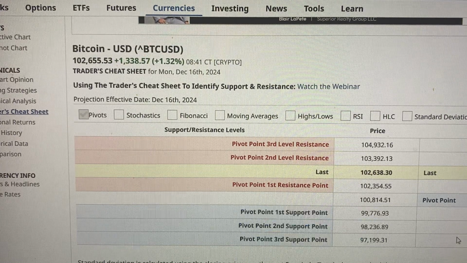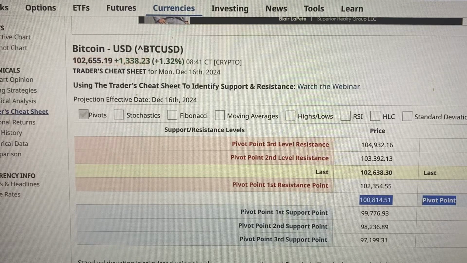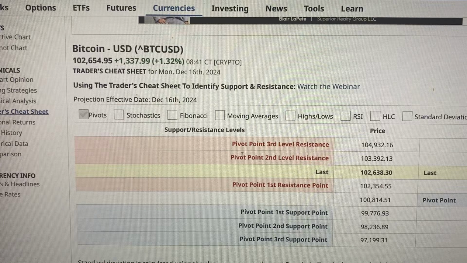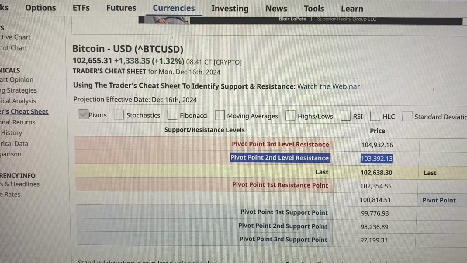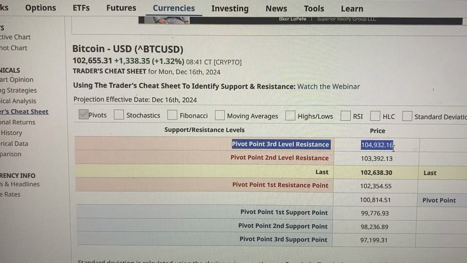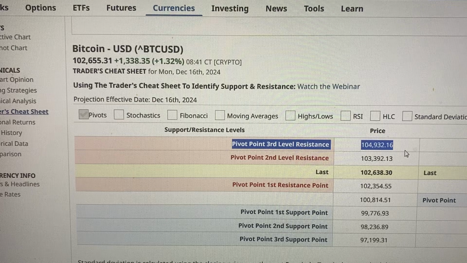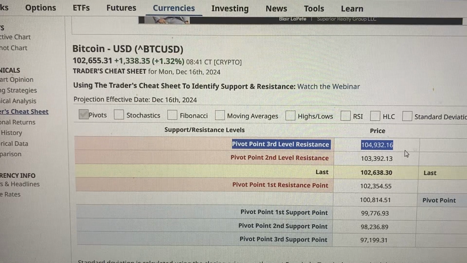And then when it trades greater than the pivot point, then it goes back up. So now, conversely, I have limit GTC orders to sell some Bitcoin at 103,392.13, and then at 104,932. I believe that would be a breakout to a new all-time high.